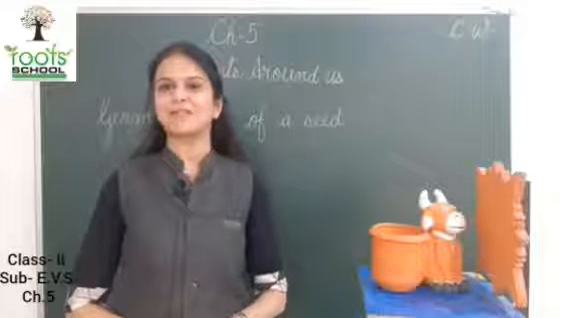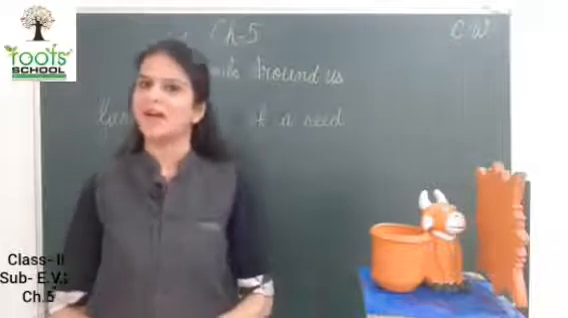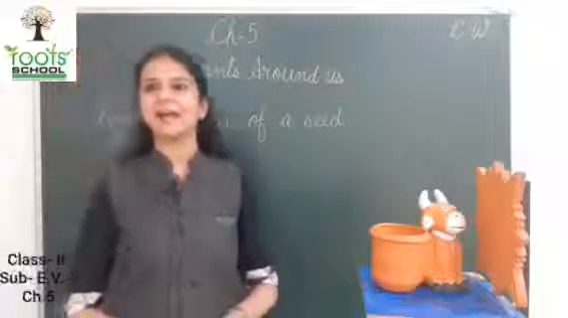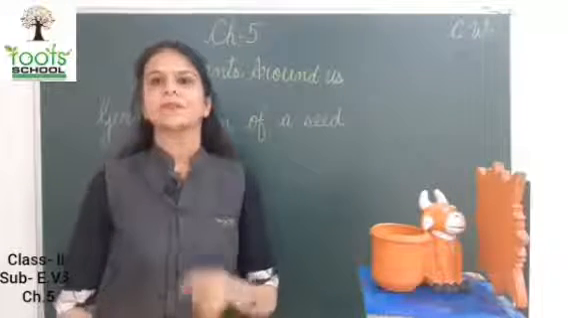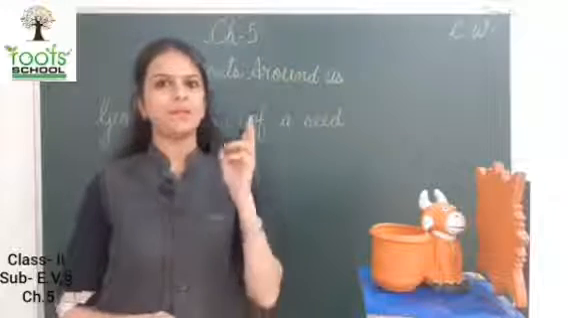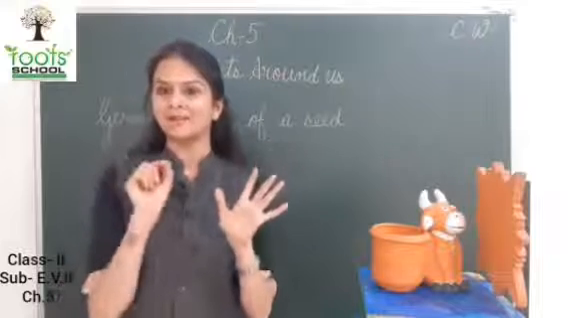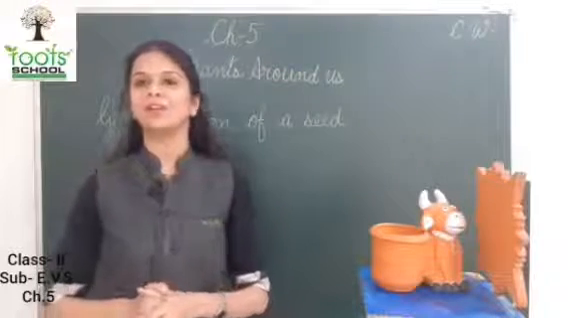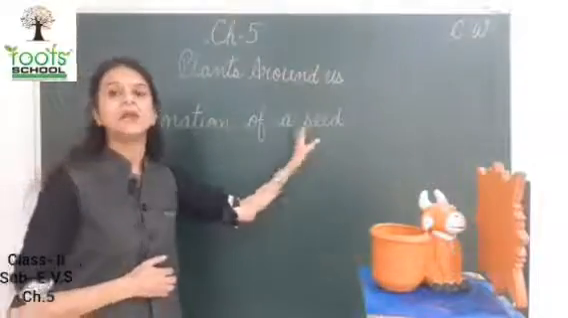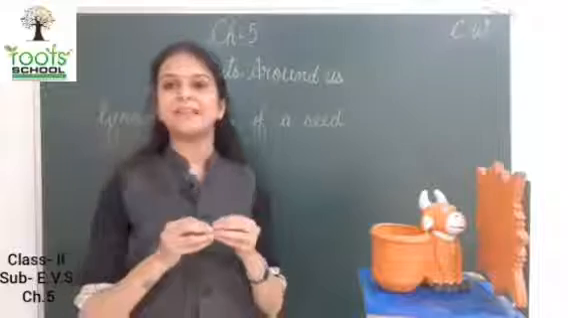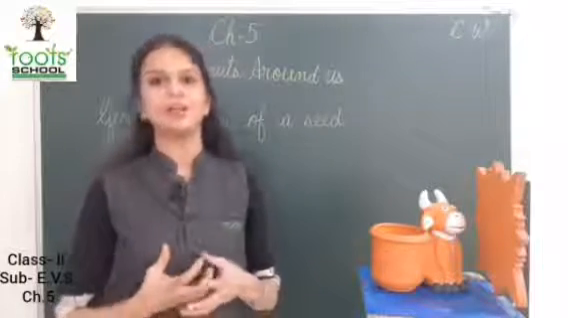So, in our last period, what have we done? We have started our new chapter, Plants Around Us. And in that, I told you about the parts of the plant: root, stem, leaf, fruit, flower and bud. Okay. So today we will learn about germination of a seed. Means seed से plant कैसे बड़ा होता है, कैसे उगता है. That we will learn today.